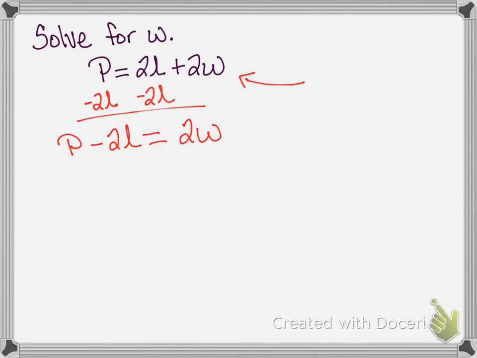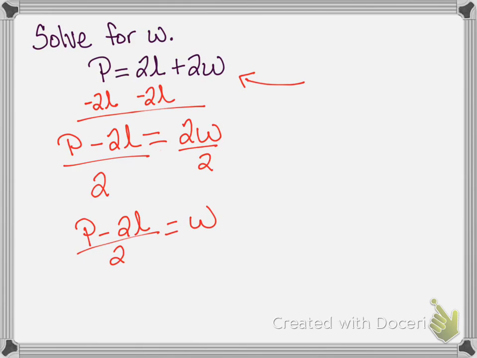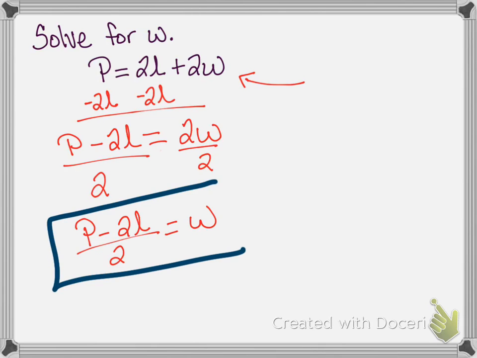What do I need to do next to get W by itself? Good. Divide by 2. Now, I would stop here. This is a reasonable answer. This is reasonable right here.